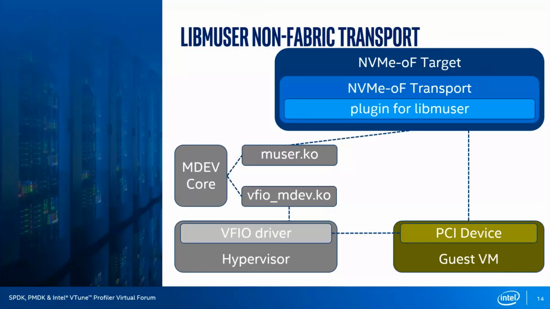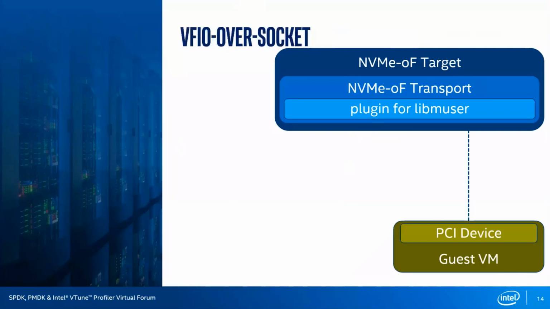libmuser is a project available on GitHub. Meanwhile, the custom transport in NVMe is available on the SPDK Gerrit review board. So then again, as is often the case in software development, this can be improved even further. There is an improved solution in the works right now.